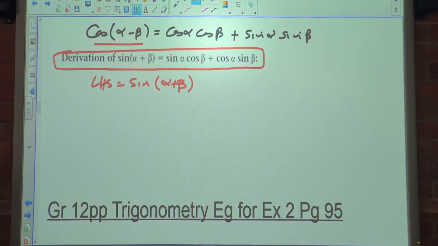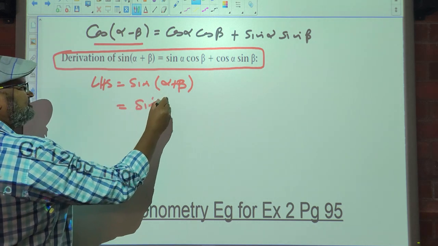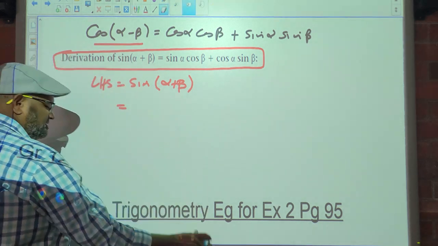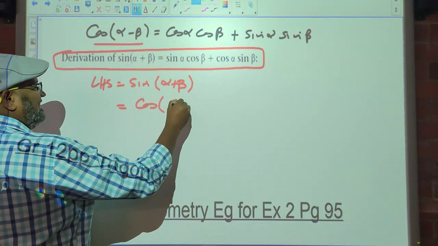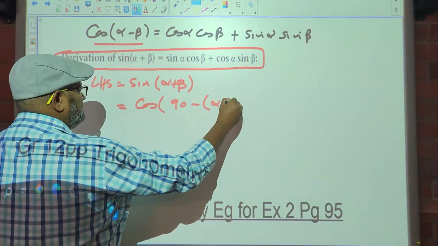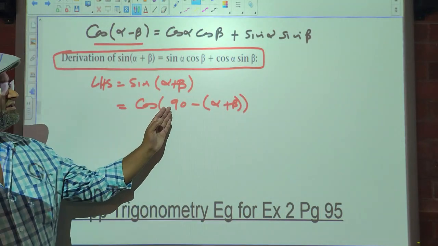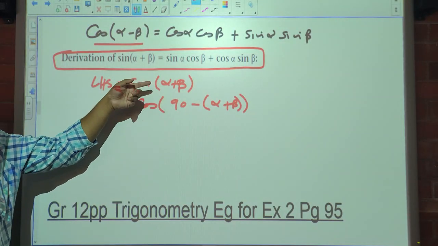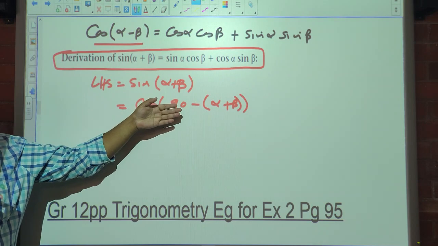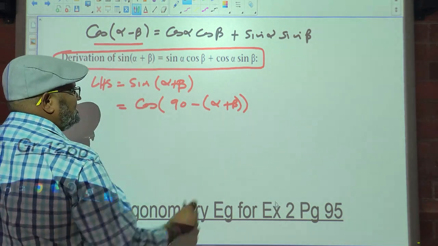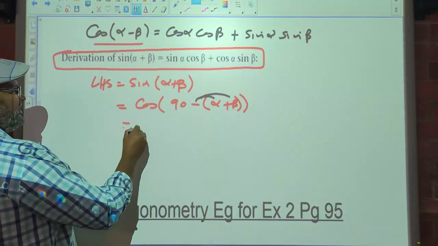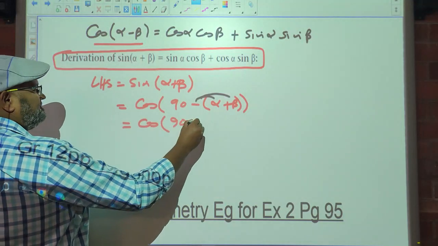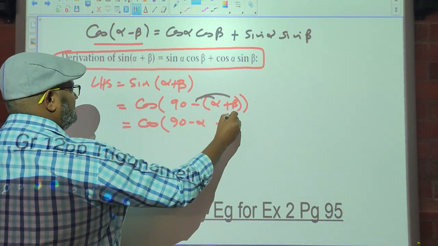How are we going to do that? How do we change sin to cos? 90 minus. So what do we say? This can be written as cos 90 minus alpha plus beta. You all agree that cos 90 minus alpha plus beta is sin alpha plus beta? Why? Because there's your ratio here. So what we do now is we get rid of the brackets within. It's going to become cos 90 minus alpha minus beta.